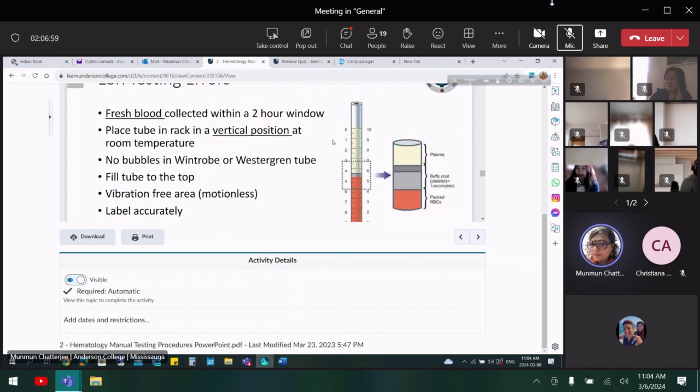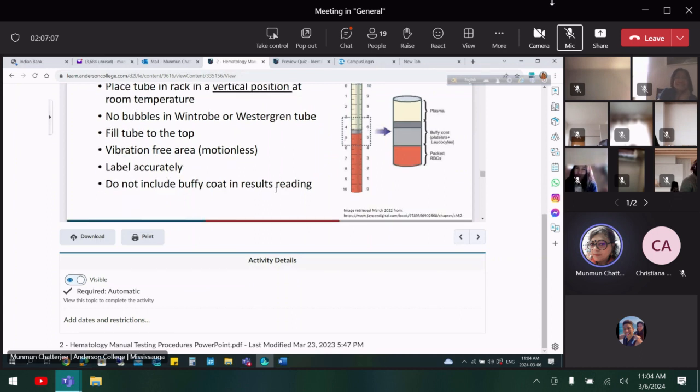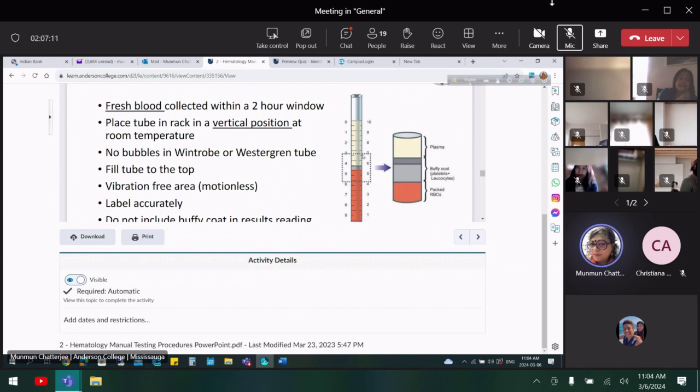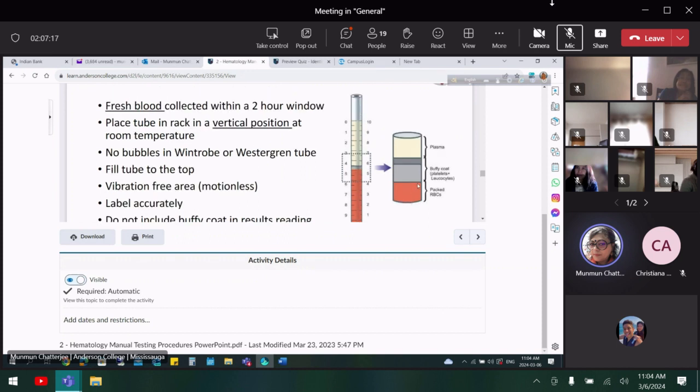Label accurately. That's why I always tell you to place the label on the top of your tube. Do not include the buffy coat in the results reading, because you cannot see that much buffy coat. So you are not going to add the buffy coat. Do not include the buffy coat in results reading. So this is the packed RBC, this is the buffy coat and this is the plasma. So where are you going to read it? You are going to read it beneath the buffy coat.